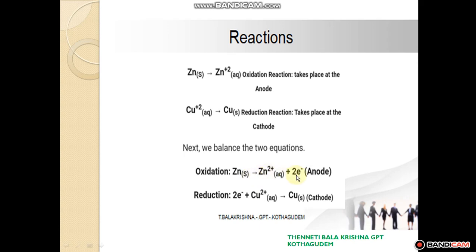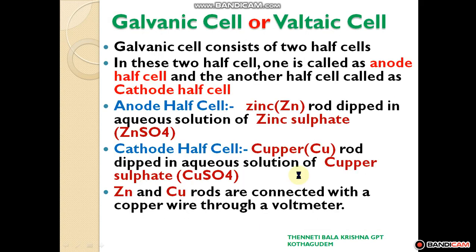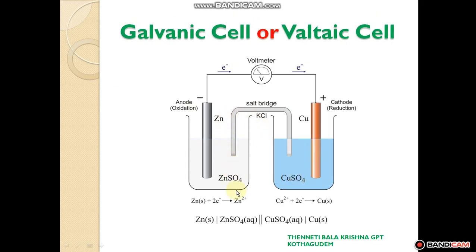So oxidation takes place. These electrons are transferred from the anodic part to the cathodic part through the copper wire. These electrons reach the cathodic half cell. The electrons are gained by the copper plus 2 ions present in the electrolytic solution. The copper plus 2 gains the 2 electrons and is converted to copper.